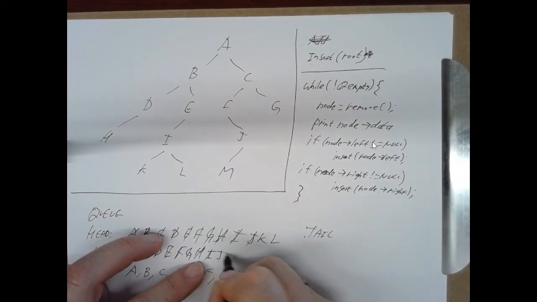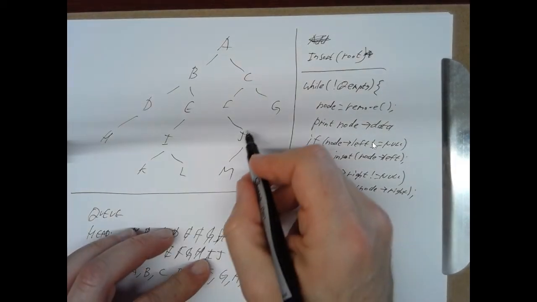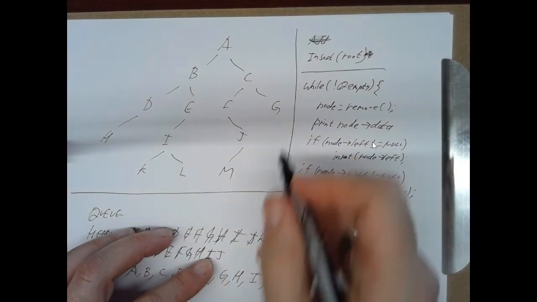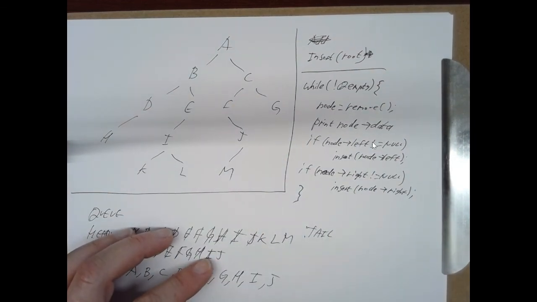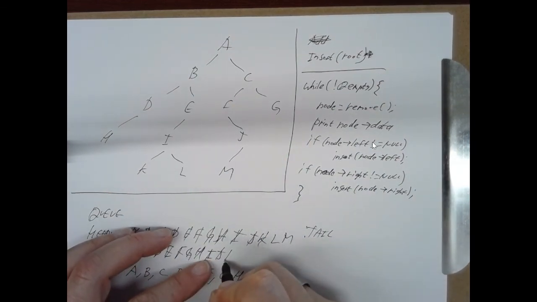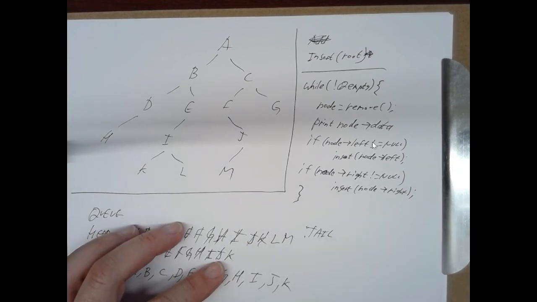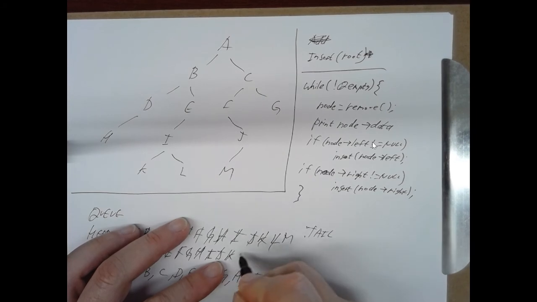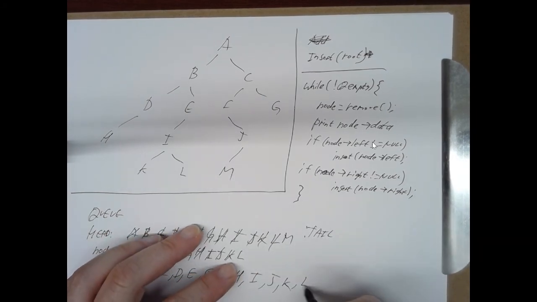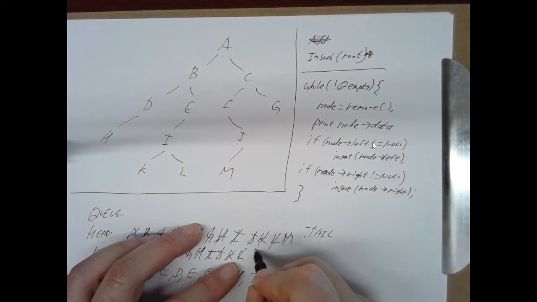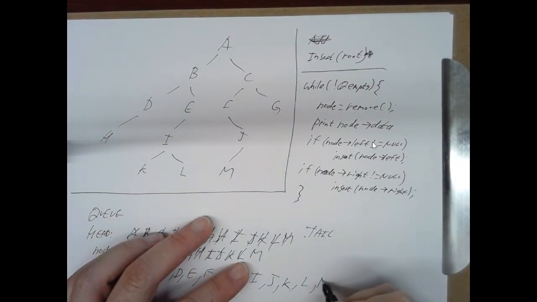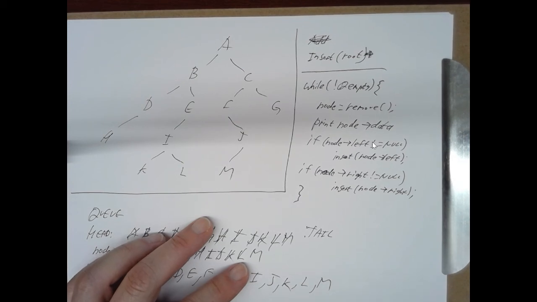Remove the J. Print its data value. Left child is M. Right child is null. We don't add it to the queue. Remove again. There's a K. Print its data value. K has no left or right child, nothing gets added. Remove the L, print its data value. L has no left or right child, nothing gets added. Remove the M, print its data value. M has no left or right child, nothing gets added.